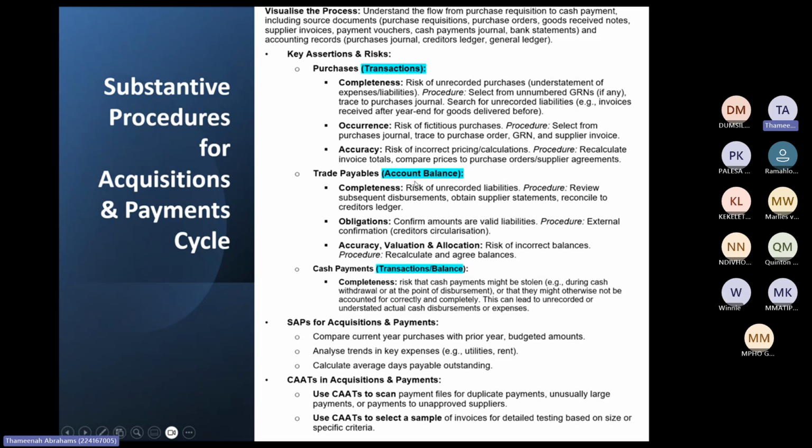Then of course trade payables is account balance assertions. That's the reason why we have obligations only here. Because remember, I never explained this to you, but rights usually relates to assets. Because when we speak about rights, we are saying that the company has the right to the asset, meaning the debtor: the company has the right to the debtor's money that is owed to the company.